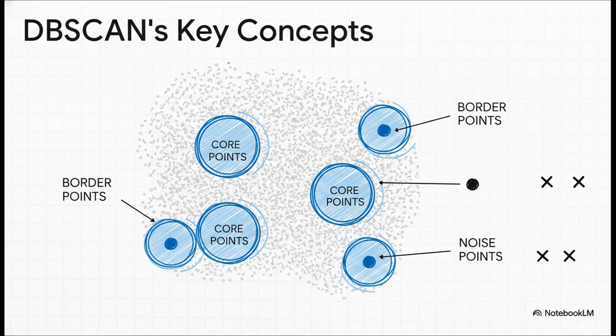It has its own simple vocabulary to do this. A core point is like someone in the middle of a party. They have a lot of friends nearby. A border point is on the edge of the party, but still close enough to hear the music. And then you have noise points. These are the outliers, the loners, way out in the middle of nowhere. This simple idea allows DBSCAN to brilliantly identify and ignore those pesky outliers that can mess up K-Means.